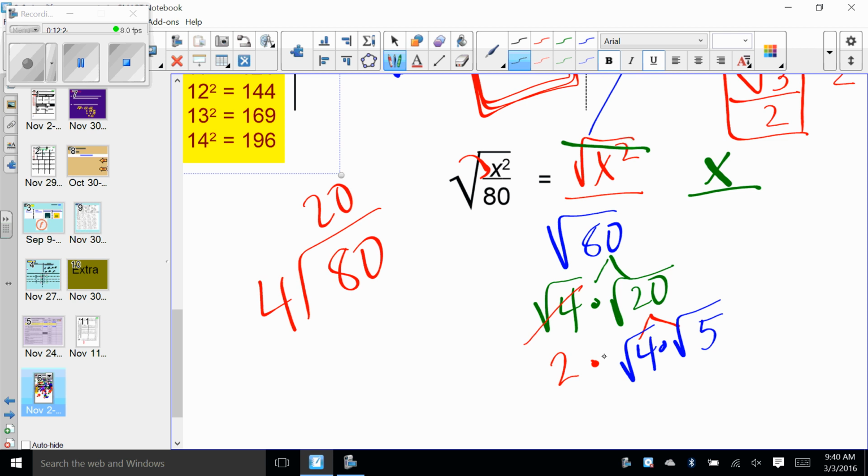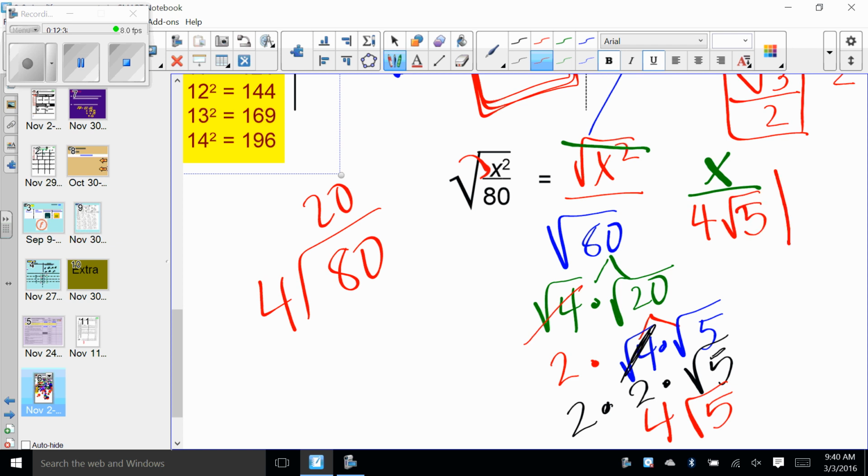Cleaning the denominator up, then we have 2. If I haven't used it, drag it down. This is also a 2. And if I haven't used it, drag it down. So that becomes 4 square root 5. 4 square root 5 is on the bottom. So my final answer is x on top and 4 square root 5 on the bottom.